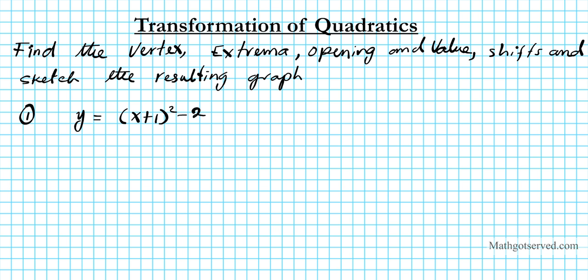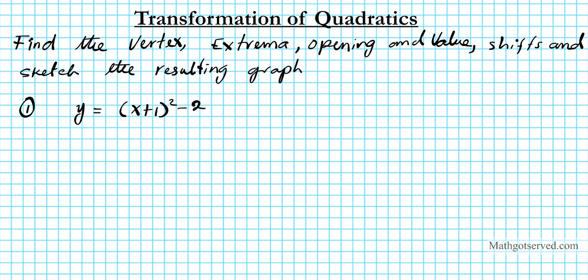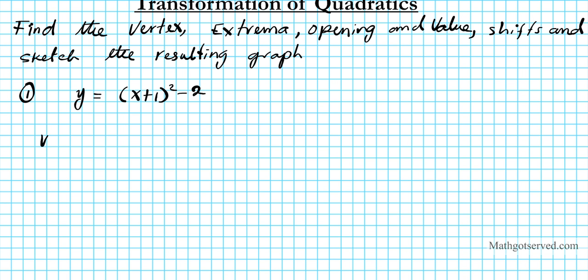And this is the vertex form. First thing we want to do is find the vertex. To find the vertex in vertex form, you take the opposite of the number next to the x. That'll be your x coordinate. And then you just bring down the other number outside. That will be the y coordinate of your vertex.